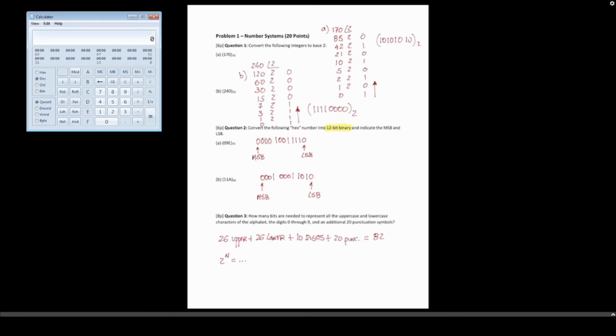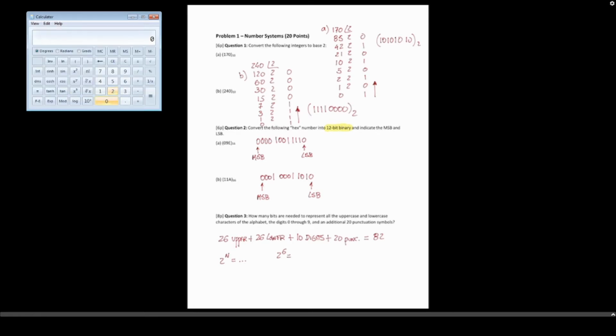So by experimentation, if you do 2 to the 6, so if I go here, and let's go in scientific mode, and if I do 2 to the 6, I get 64 symbols, which is not enough to cover 82. So if I do 2 to the 7, I know it's the double, well, let's just use this one, 2 to the 7, 128. So here you go, 7 bits, it's your answer, because it's enough to cover 82 symbols that you have over here.